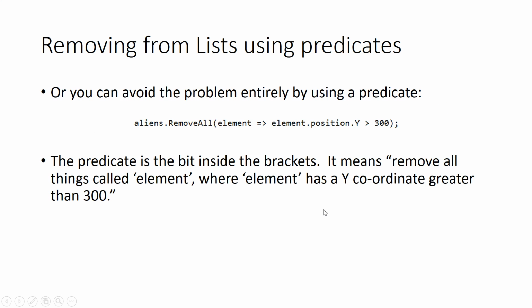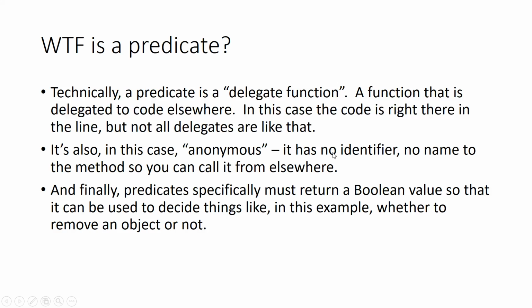You can also use predicates. We're starting to get into pretty advanced stuff here. A predicate, like this one here, you can say remove all aliens elements. I'll come back to what that means in a minute, but you can remove everything where y is greater than 300. This is the predicate part. It basically means remove all elements where the element has a position y greater than 300, a y coordinate greater than 300. So what actually is a predicate?